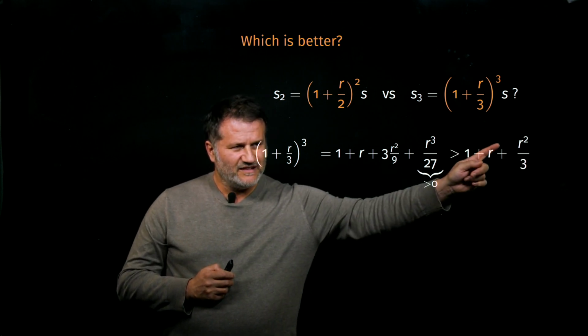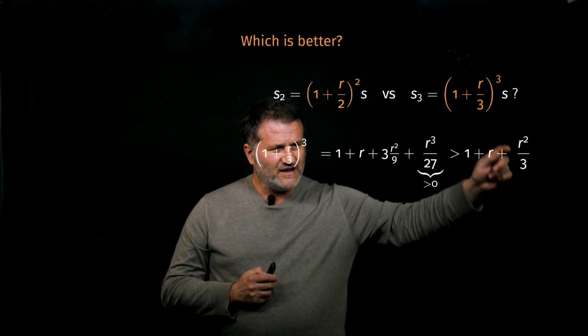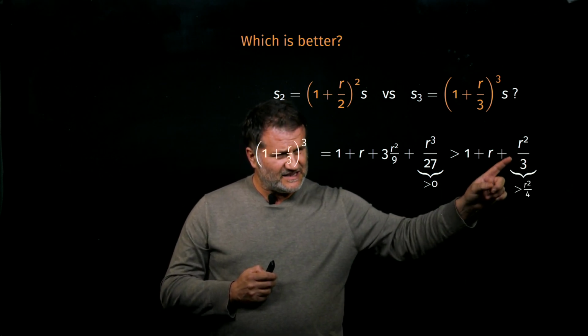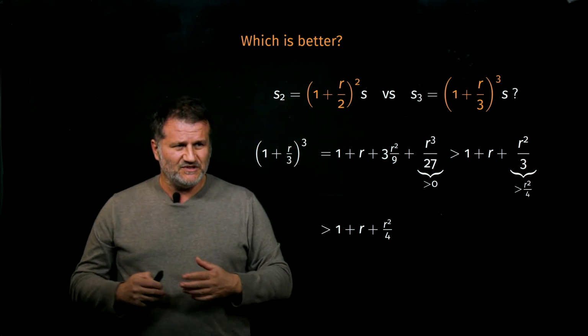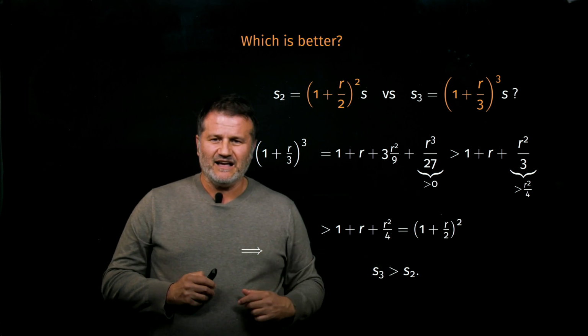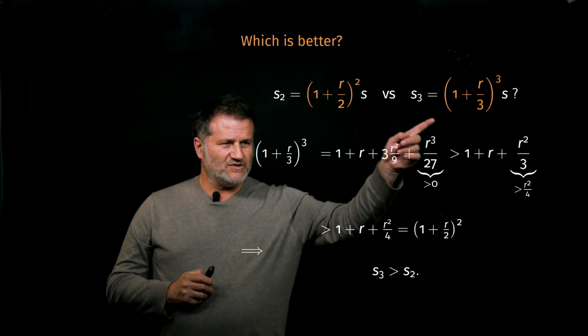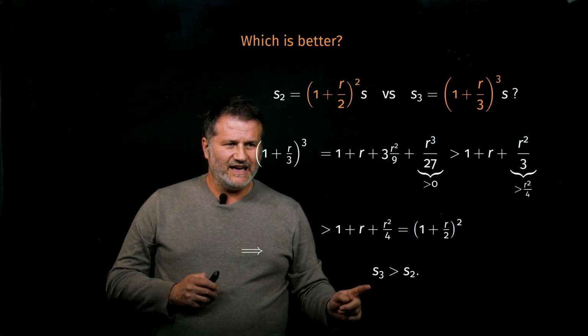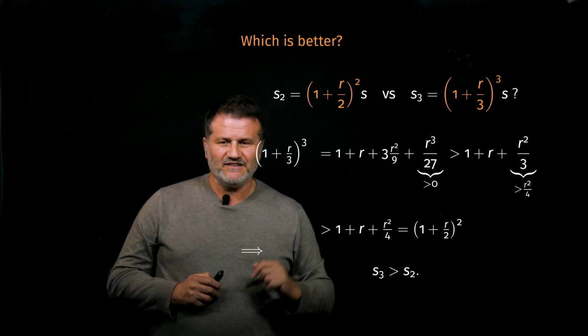And moreover, the square term, R squared over 3, is larger than R squared over 4. So if we replace this by this, the sum still reduces. And this thing is exactly 1 plus R half squared. So this coefficient is larger than this one, and this means that the sum S3 is greater than S2.